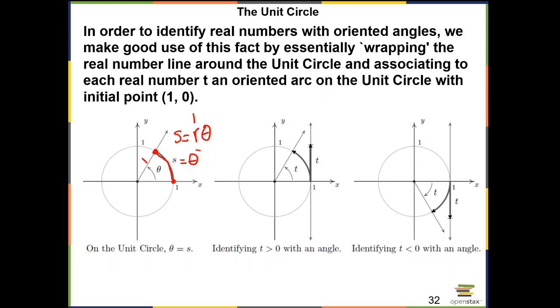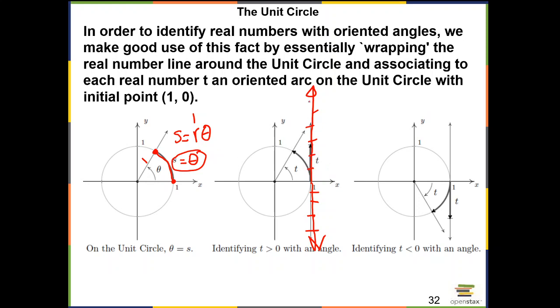This becomes really useful because now we can think of a number line. So this is the positive numbers, the number line 1, 2, 3, 4, and so forth. And then this part is the negative part of the number line with negative numbers. We can think of the angle, the arc length, as a real number.